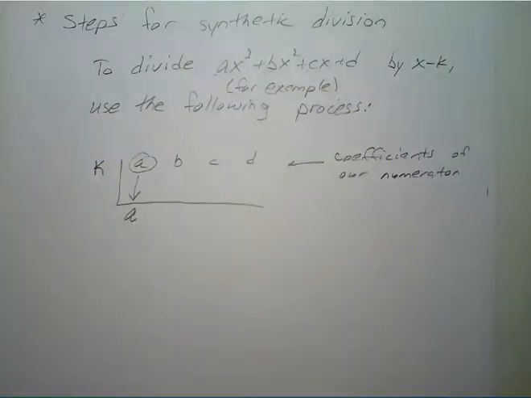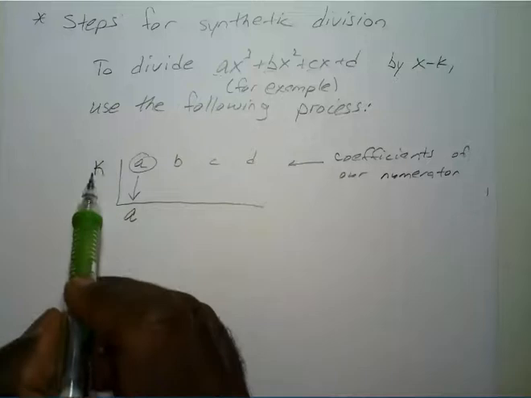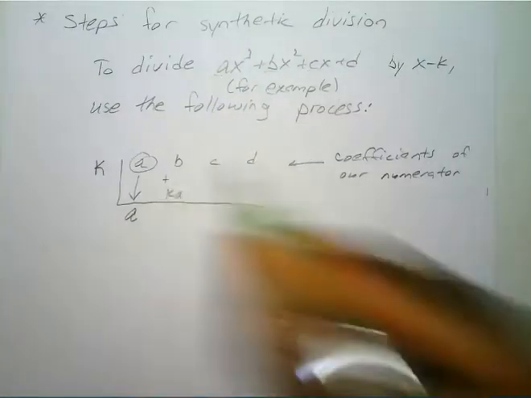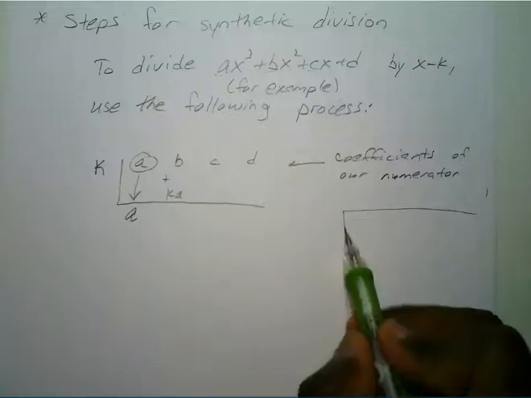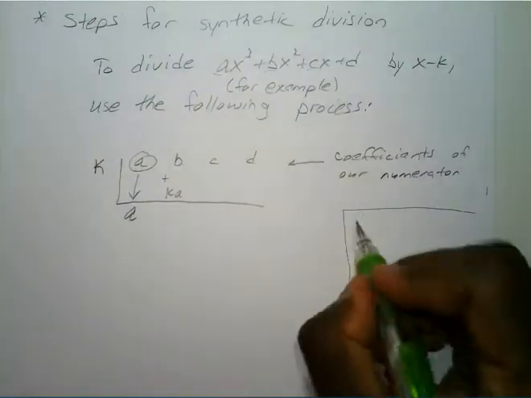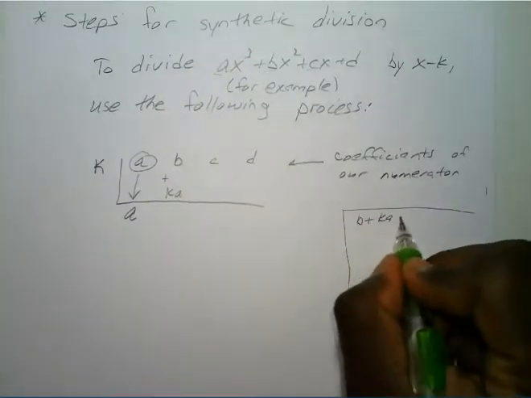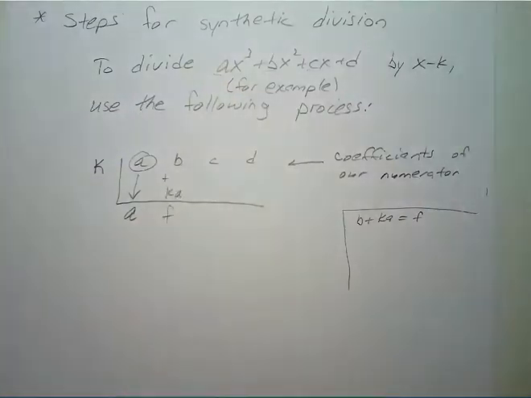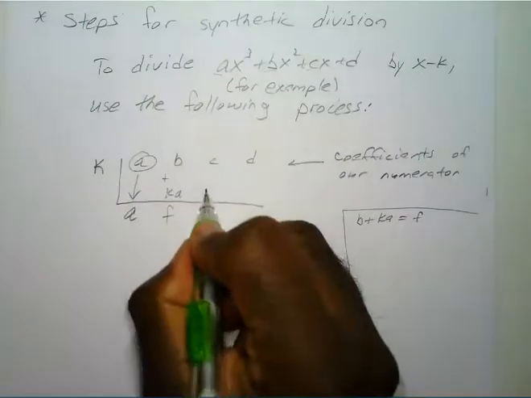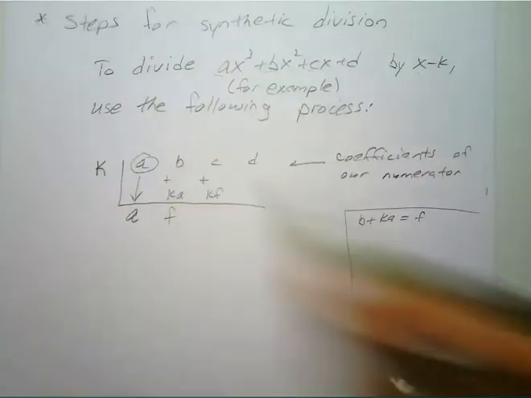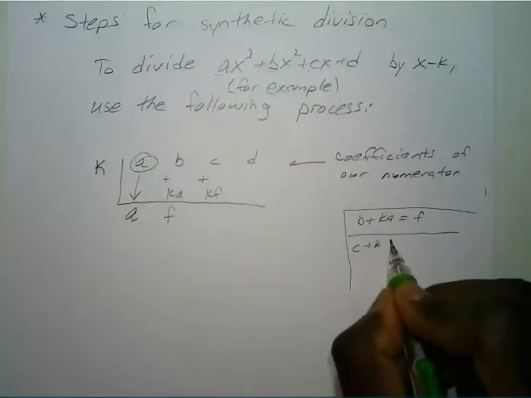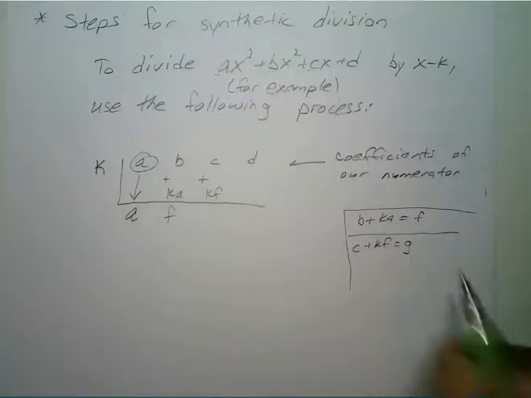We'll make that a. Then you're going to multiply k times a, whatever that value happens to be. Then you're going to add these two together. Let's say you add b plus k times a and you get some number f. Then you're going to multiply k times f, then add them together. Let's say c plus k times f gives you some number that we'll call g.